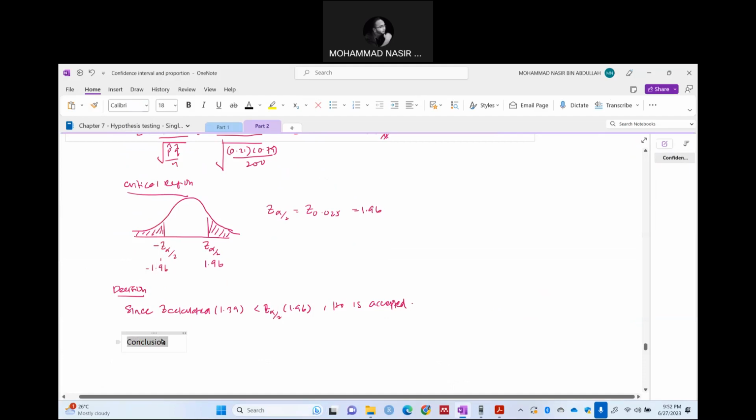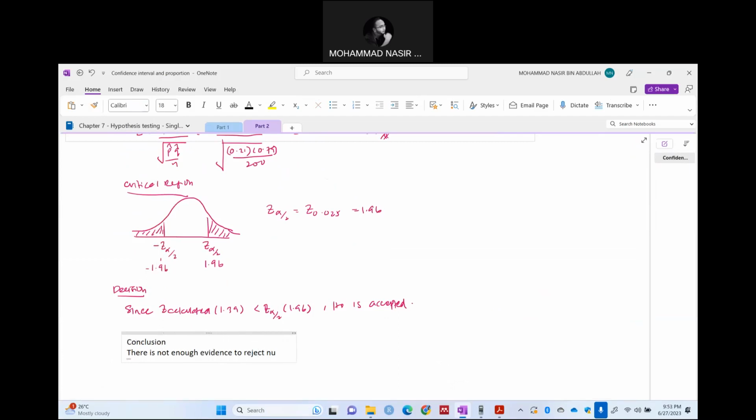So what is our conclusion? There is not enough evidence to reject the null hypothesis, or to reject the claim that 17% of young people aged 2 to 19 years are obese.